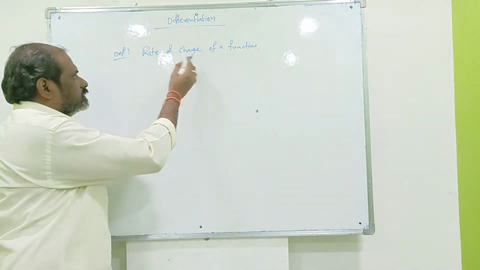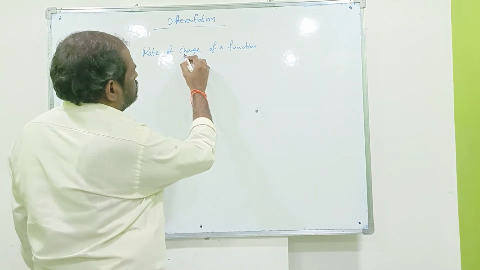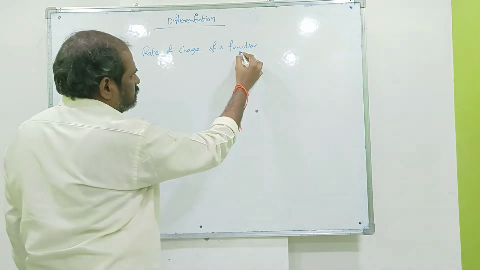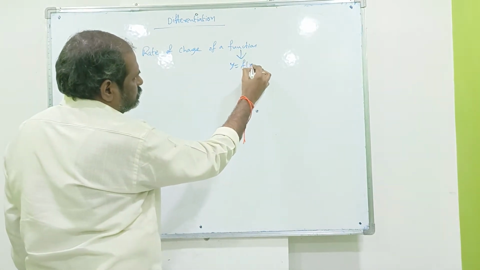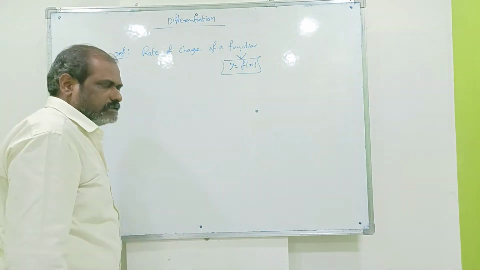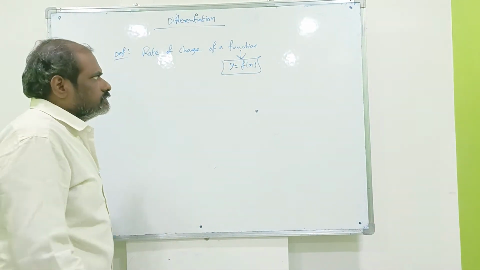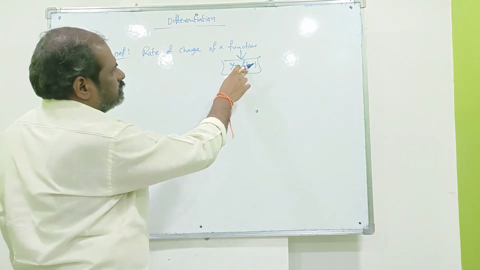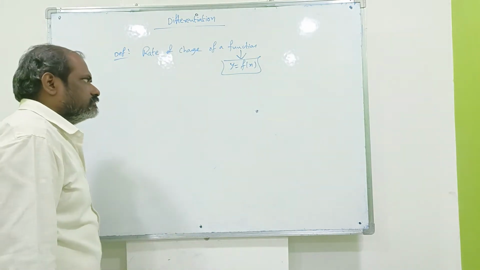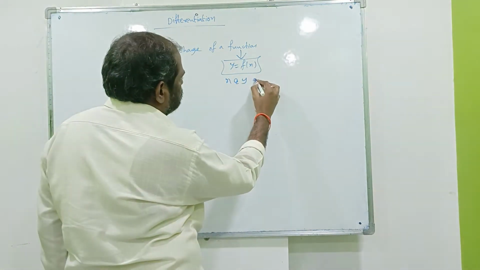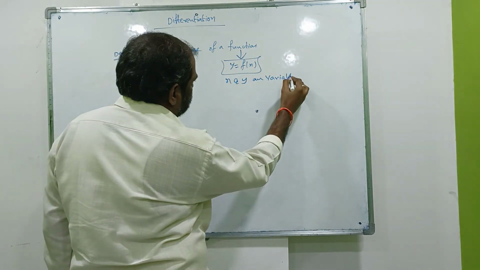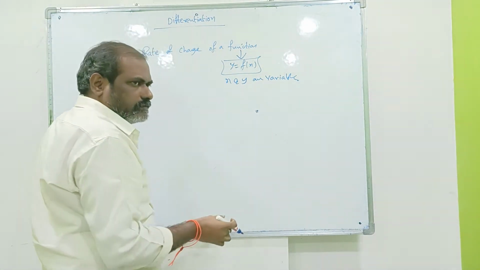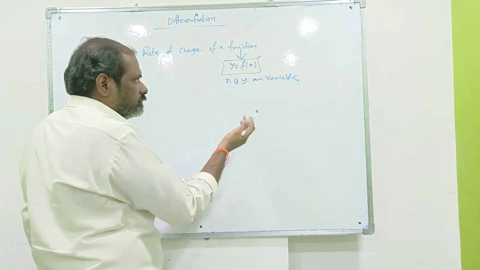First, we discuss the meaning of rate of change. Change of a function. A function is denoted by y equal to f of x. A single variable function is denoted, for example, by y equal to f of x. In a function, x and y are variables. One is a dependent variable and another one is an independent variable.